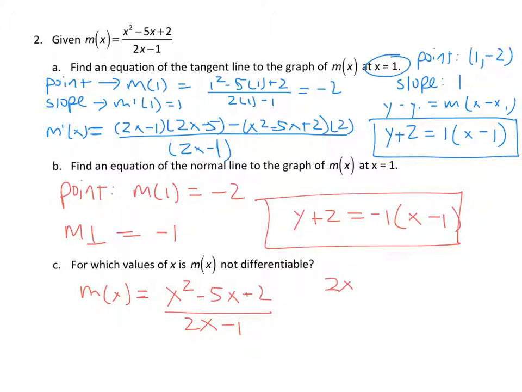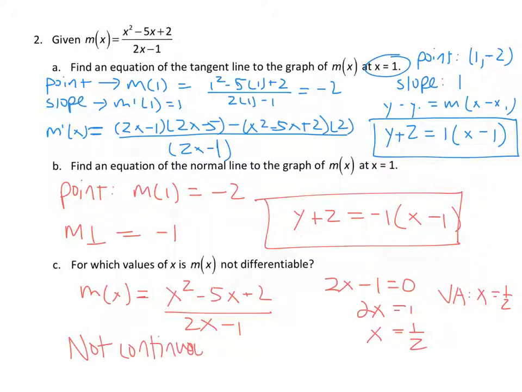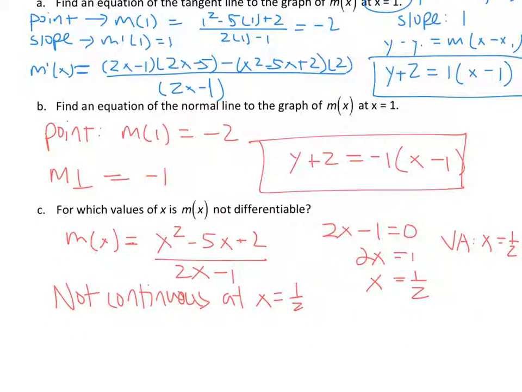So if I set the denominator equal to 0, I get, add 1 to both sides, 2x equals 1, x equals 1/2. So it has a vertical asymptote when x equals 1/2, meaning it's not continuous. So this graph is not continuous at x equals 1/2, and therefore not differentiable at x equals 1/2.